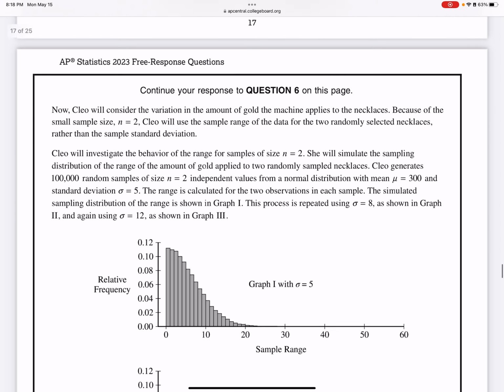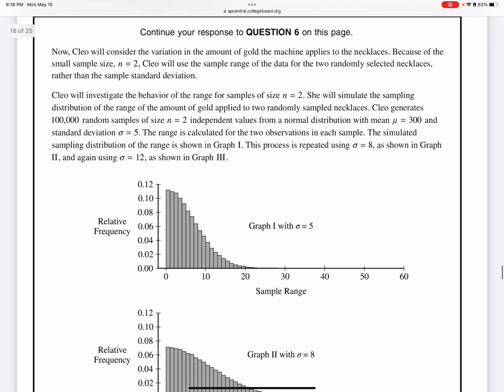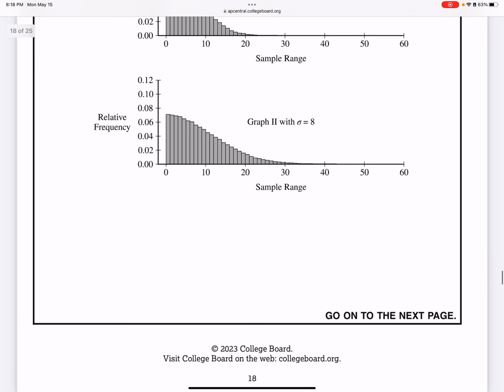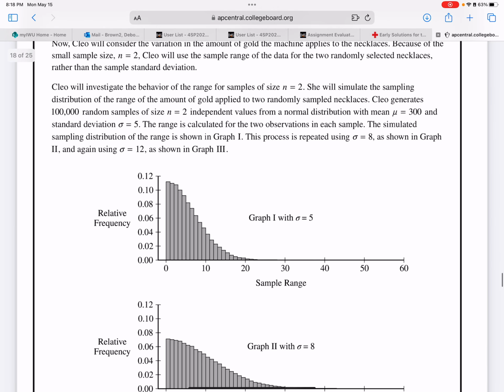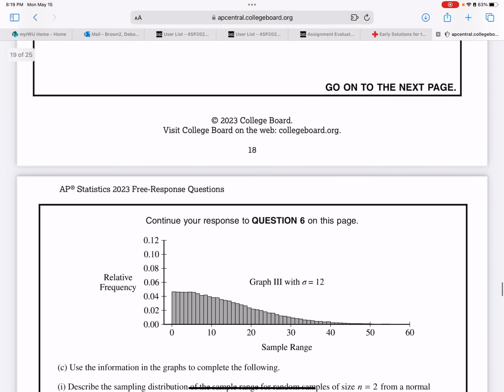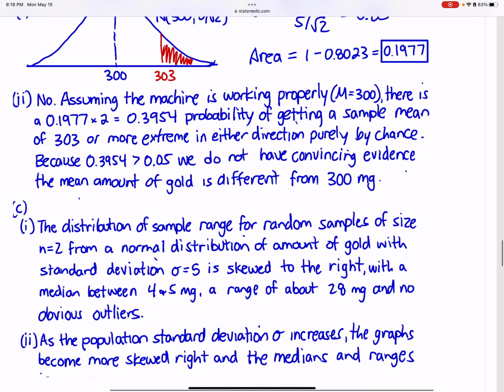All right, for this next question, this was an interesting question because it just said, okay, here's a graph with a sigma standard deviation of 5, 8, and then 12, and it just asks you to basically describe the center, shape, and spread (CUSS and BS) for graph 1. And here's graph 1 here. Here's the CUSS and BS here. And let's go ahead and look at it.